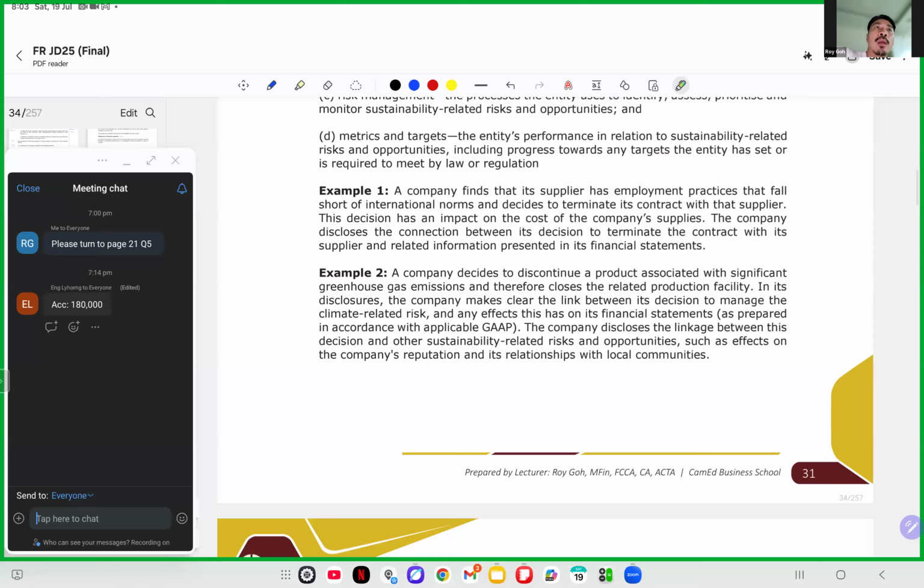Example 1. All right, let's look at example 1. You find out that your supplier does not follow international employment standards, like child labor. For example, your supplier uses child labor. It is illegal to use child labor. Children are meant to go to school. Children are not meant to work in a factory. So if you realize that your supplier uses child labor, you shall stop.